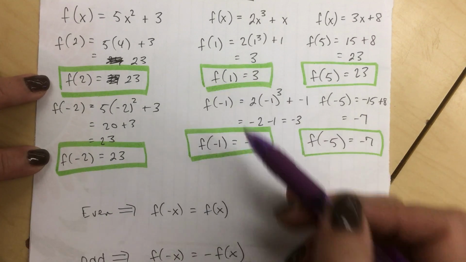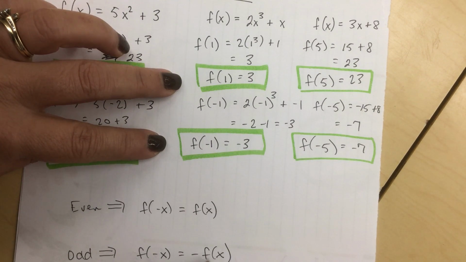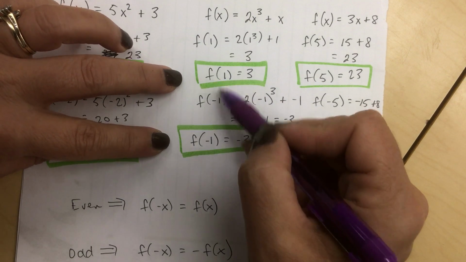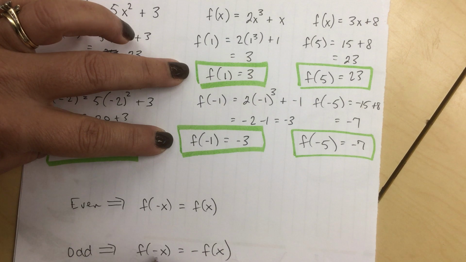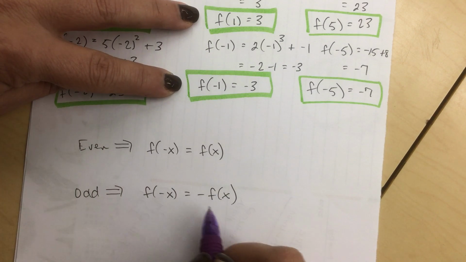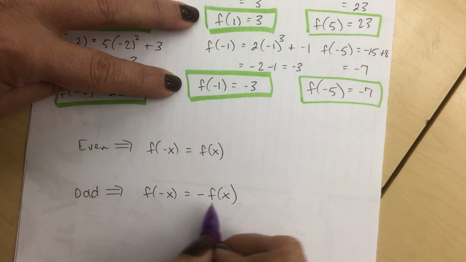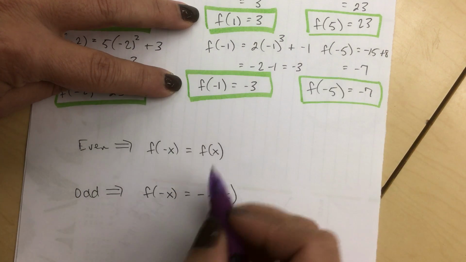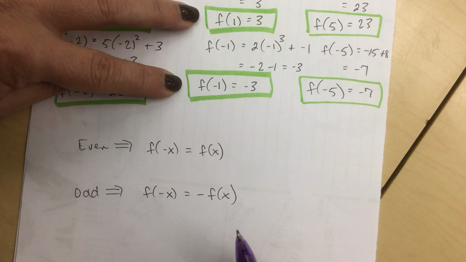Over here, when I change the sign of my x, okay, so f of negative x and negative f of x, when I change the sign of my x, so this would be like f of 1, this would be f of negative 1, I get the opposite answer. F of 1 is 3, and if I put a negative in front of 3, that's what I get when I plug in my negative.